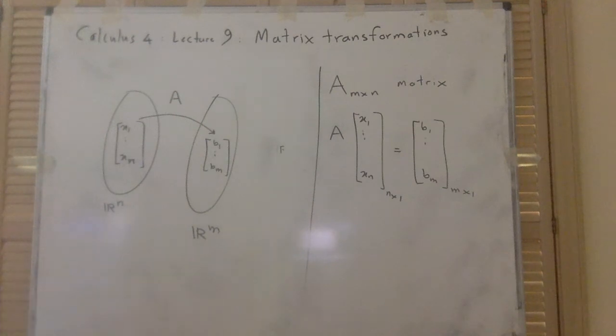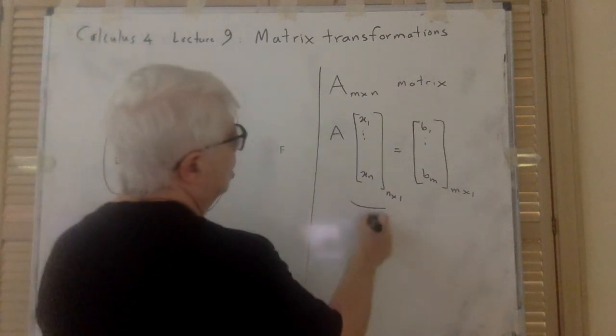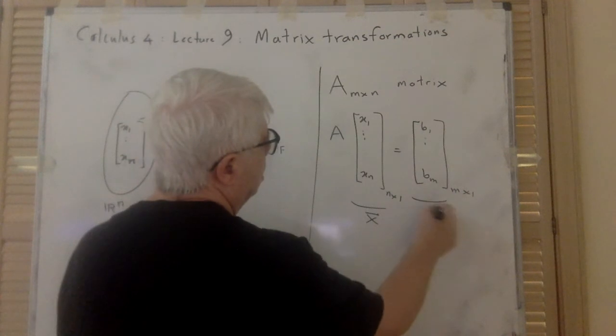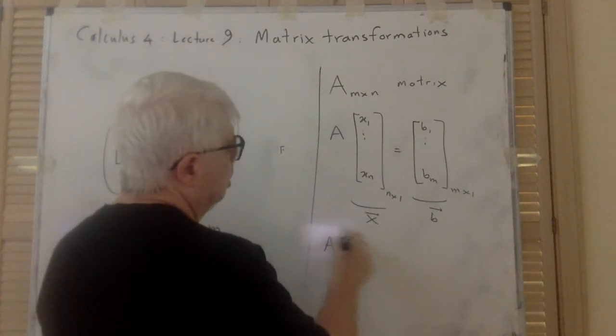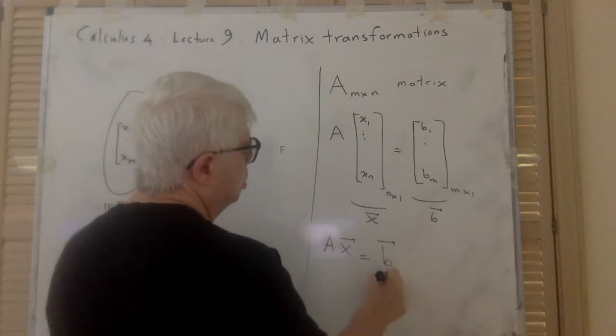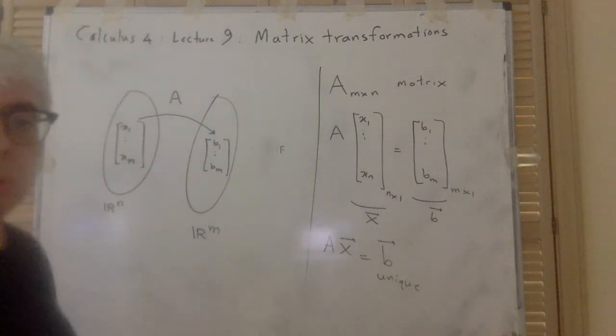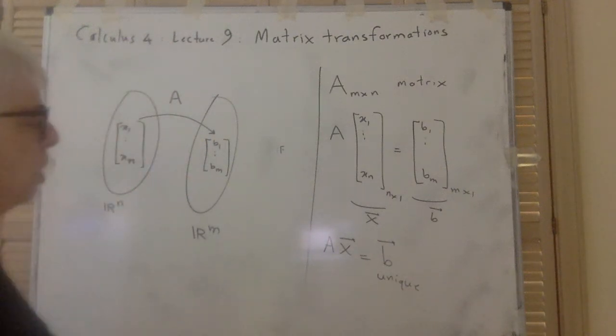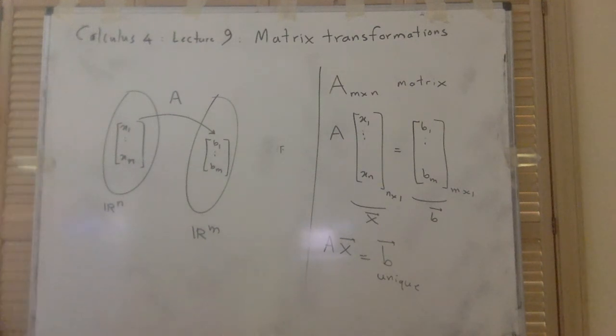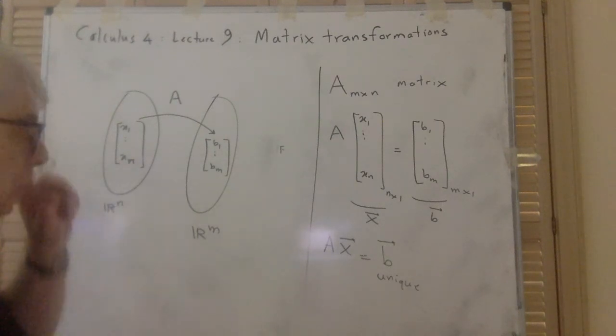So A, x, let's say this is x, and this is b. When you multiply A by x, you will get a unique answer. This b is unique. So you don't get two b's, b and b prime. So it seems that this A, in fact, is like a function. It takes a vector in Rn to a vector in Rm, and this vector in Rm is unique. So it's a function.